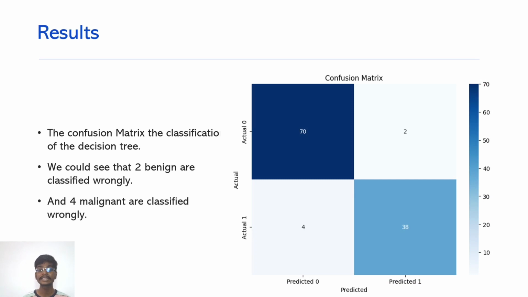Okay. In the test case, 72 data points are actually benign. But in our model's prediction, 70 are classified correctly and 2 are classified wrongly, which you can see in the confusion matrix. Then similarly for malignant, there are around 42 data points, but our model classified 4 wrongly and 38 correctly. Okay, but this is test data, which is not used to train the model. It's an entirely new set of data, split using train test split of scikit-learn.